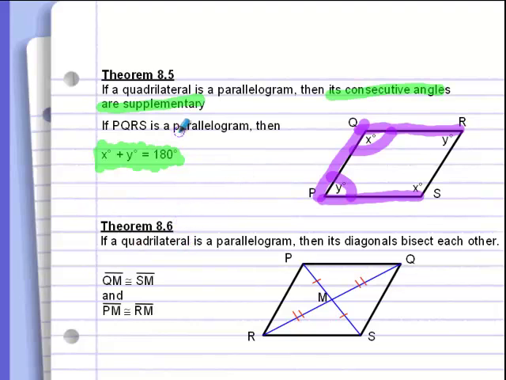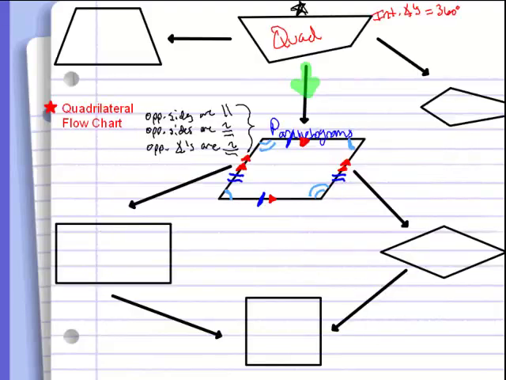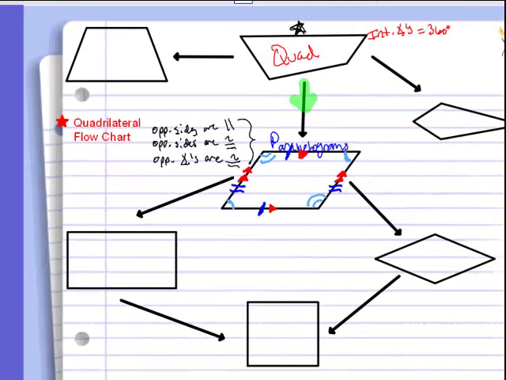But I want you to look at the very next theorem. Theorem 8.6 says that if a quadrilateral is a parallelogram, then its diagonals bisect each other. This is a new characteristic. We need to go back to the very first page, and I promise it is the correct page. The very first page of our notes, and I'm going to draw two line segments going across, or two diagonals, excuse me, inside this parallelogram.